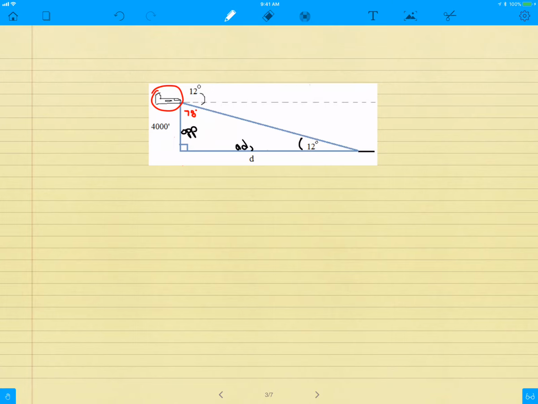So we're going to set up tangent in this case, because in SOH CAH TOA, TOA is the only one that uses opposite and adjacent. So when we're setting this up, this is tangent of my angle, tangent of 12 degrees, is equal to the opposite wall, which is 4,000 feet, over, they use the letter D here.